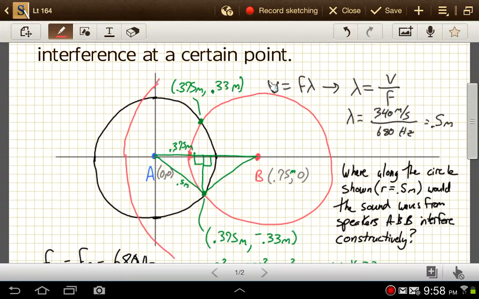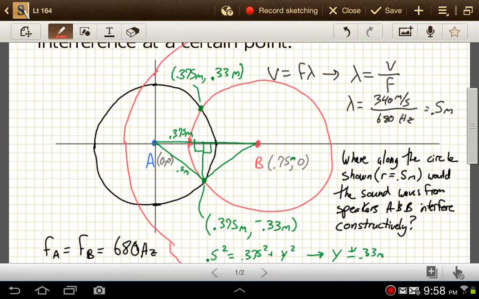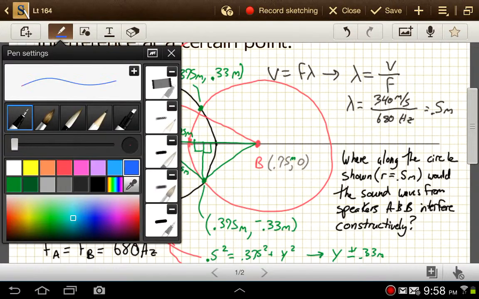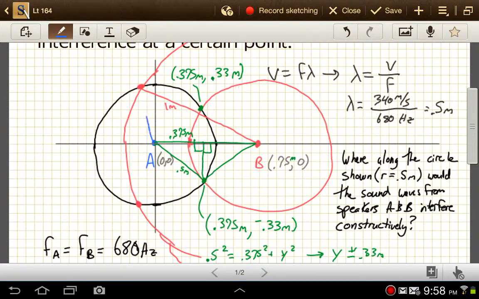Alright, it's a pretty big circle, so it's going to go off the page, but that's okay. We're only interested in these points right here anyway. So we know that this distance now is 1 meter, and we know that this distance here is 0.5 meters.